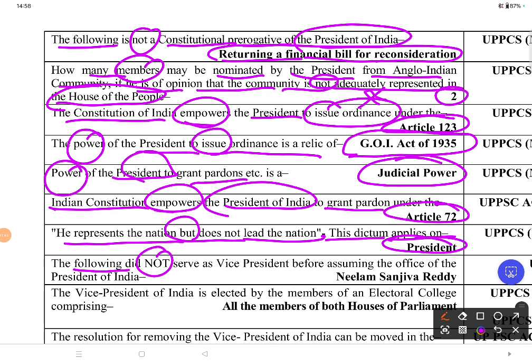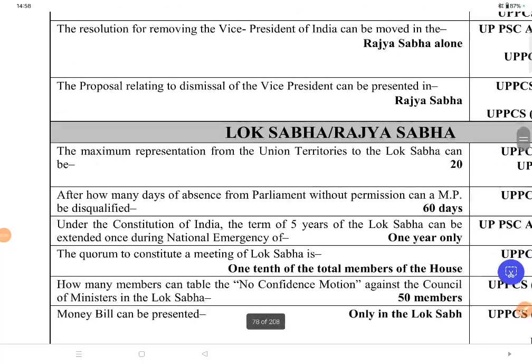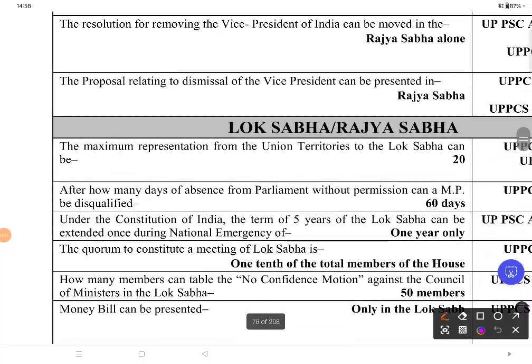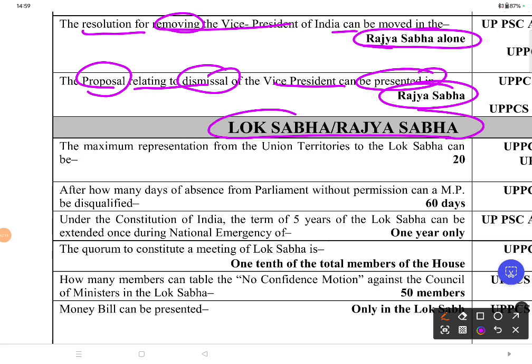The following did not serve as Vice President before assuming the office of the President of India: Neelam Sanjeeva Reddy. The Vice President of India is elected by members of an electoral college comprising all the members of both Houses of Parliament. The resolution for removing the Vice President of India can be moved in Rajya Sabha alone. The proposal relating to dismissal of the Vice President can be presented in Rajya Sabha. Move on to the next chapter, that is Lok Sabha, Rajya Sabha.